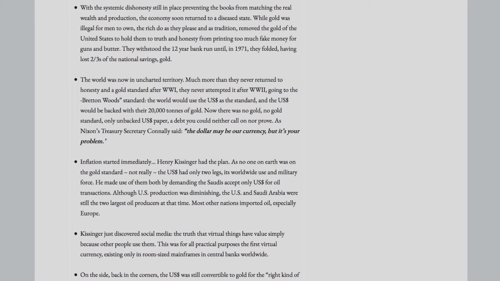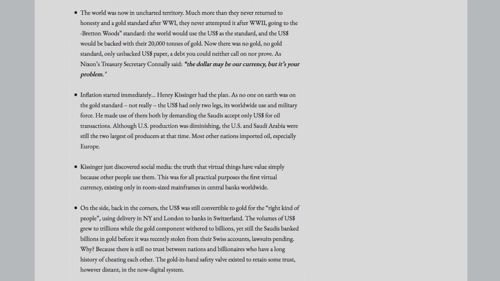While gold was illegal for men to own, the rich did so as they pleased, and as tradition removed the gold of the United States to hold them to truth and honesty from printing too much fake money for guns and butter. They withstood the 12-year bank run until, in 1971, they folded, having lost two thirds of the national savings gold. The world was now in uncharted territory, much more so because they never returned to honesty and a gold standard after World War I. They never attempted it after World War II, going to the Bretton Woods standard.